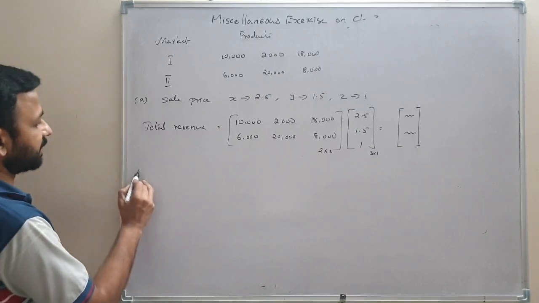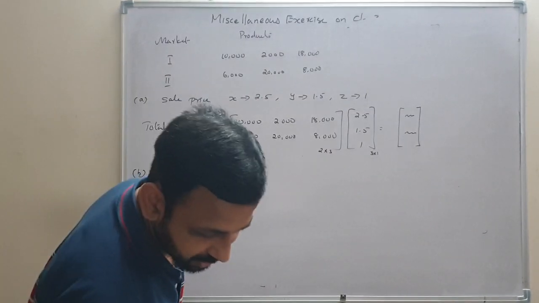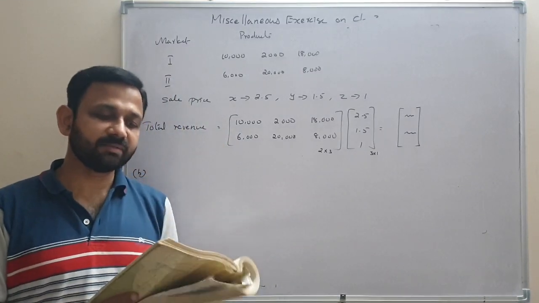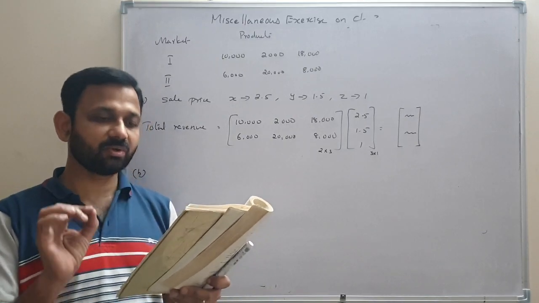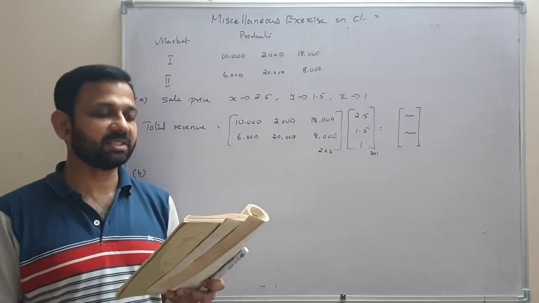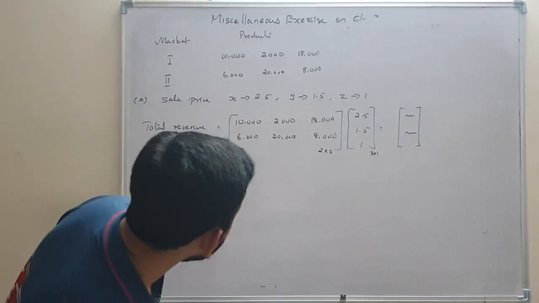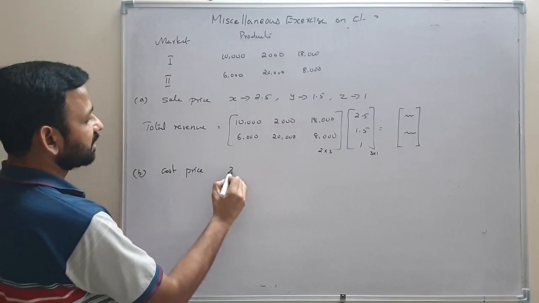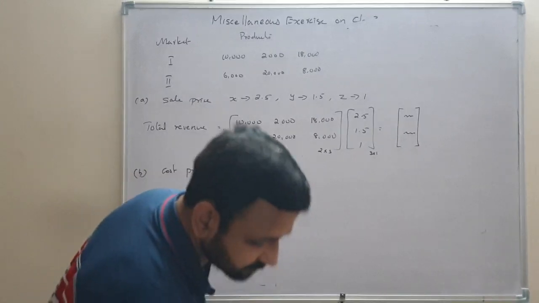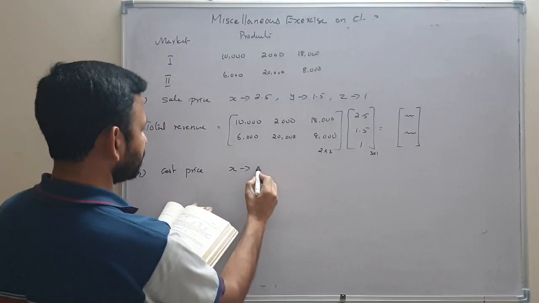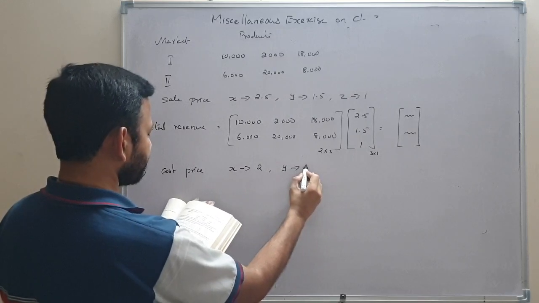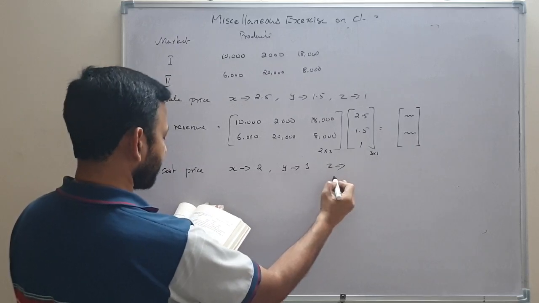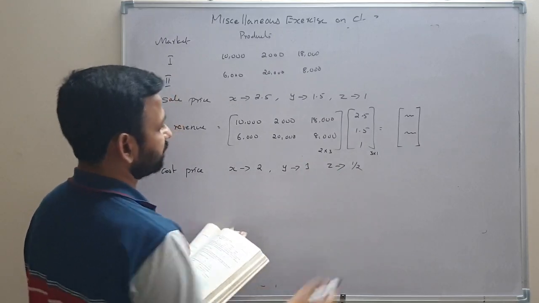Now we are going to do the second part. In the second part, the cost price is given. The unit cost of the above 3 items is given as rupees 2, rupees 1 and 50 paise, and we need to find the gross profit. Cost price of product X is rupees 2, cost price of product Y is rupees 1, and cost price of product Z is 50 paise, that means 1 by 2 rupees.